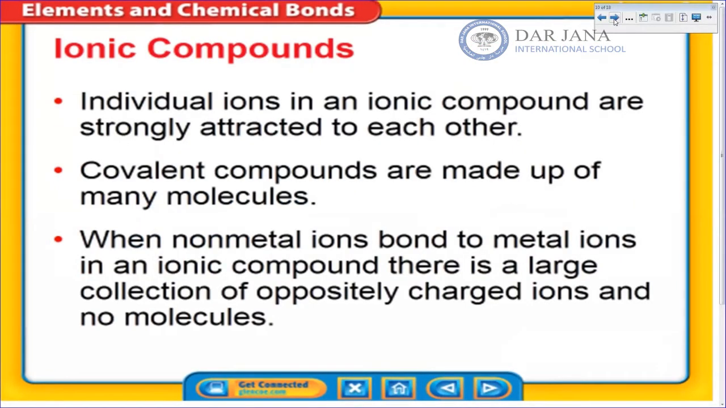Individual ions in an ionic compound are strongly attracted to each other. Covalent compounds are made up of many molecules. When non-metal ions bond to metal ions in an ionic compound, there is a large collection of positively charged ions and no molecules. So they are totally different from covalent compounds because, as we said before, covalent compounds are made up only of non-metals, while ionic compounds are made up of metals and non-metals.